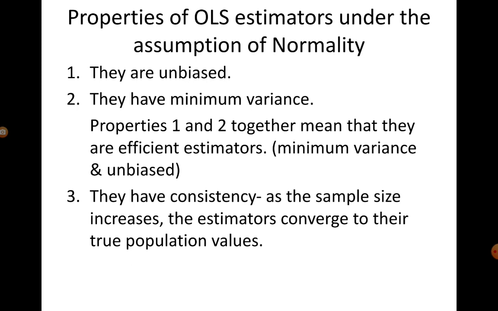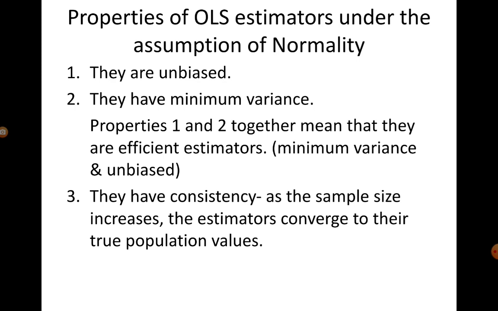Like earlier, even now they have the minimum variance, right? Now remember, minimum variance and unbiasedness together mean that these OLS estimators are efficient estimators. So efficiency technically means unbiased and having the minimum possible variance. Both these properties we already had in an OLS estimator when we had the CLRM assumptions, right? So what is new? What does the new assumption of normality give us?